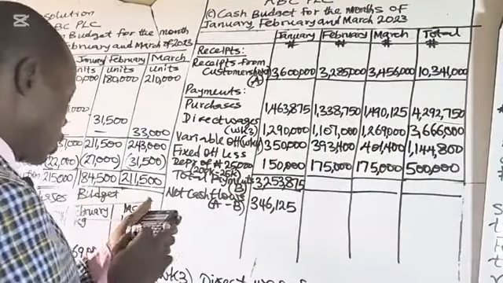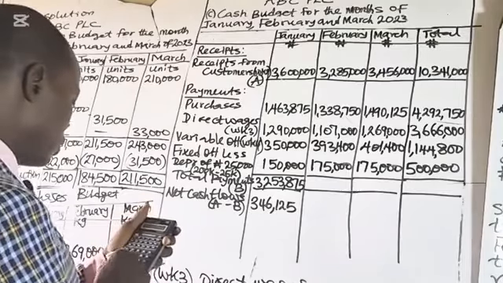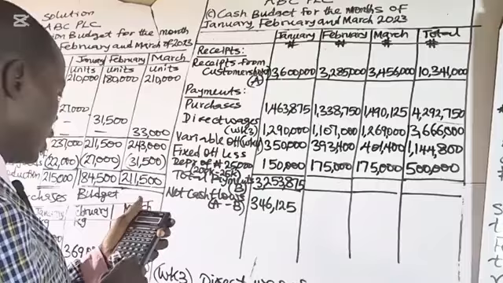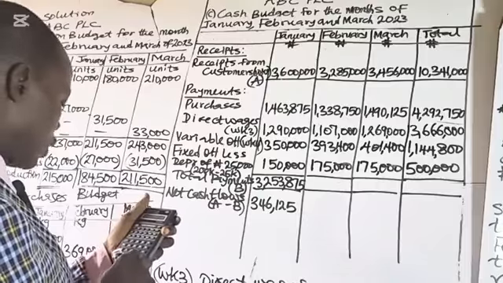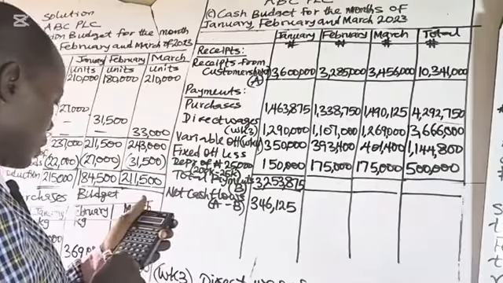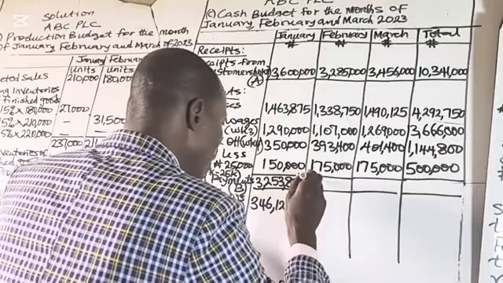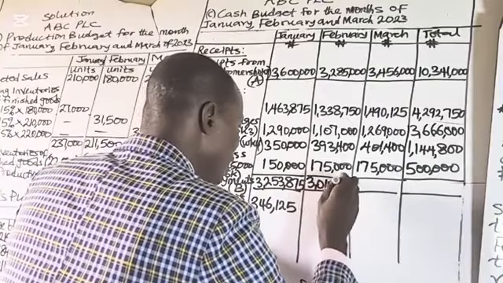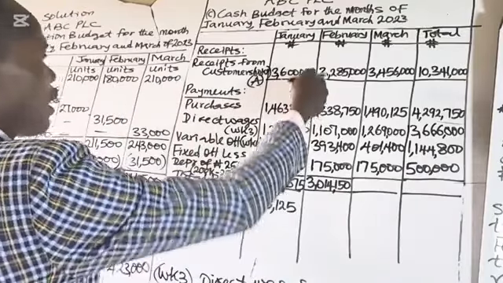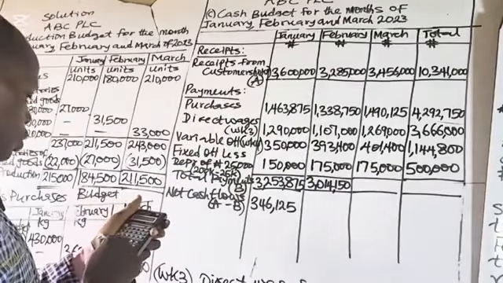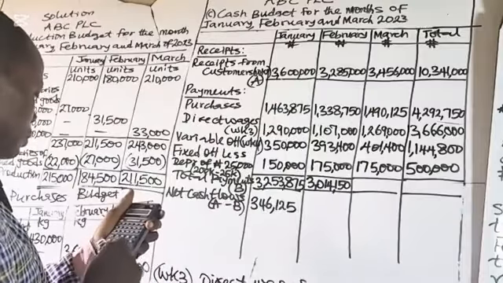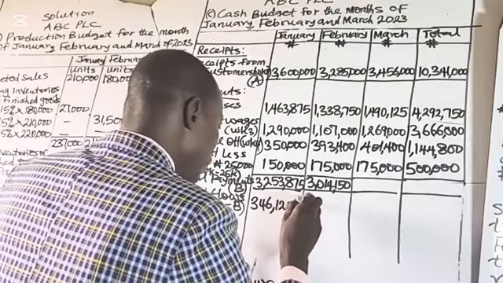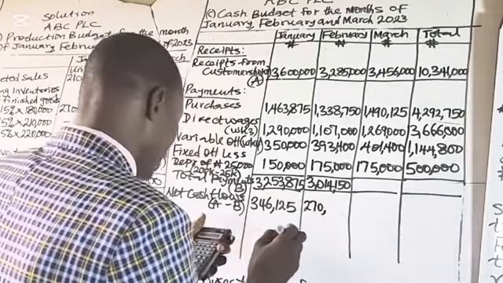For the month of February, 1,338,750 plus 1,107,000 plus 393,400 plus 175,000. The payment items total 3,014,150. If you subtract payment from the receipts of 3,285,000, we have the net cash flows of 270,850.